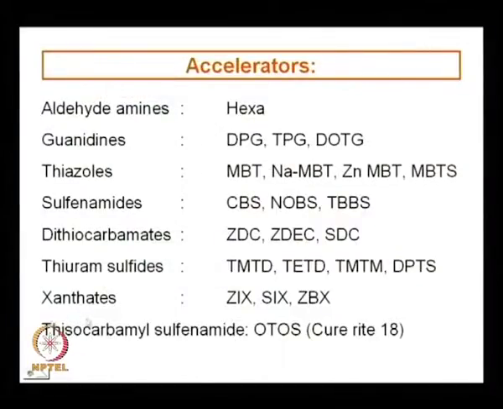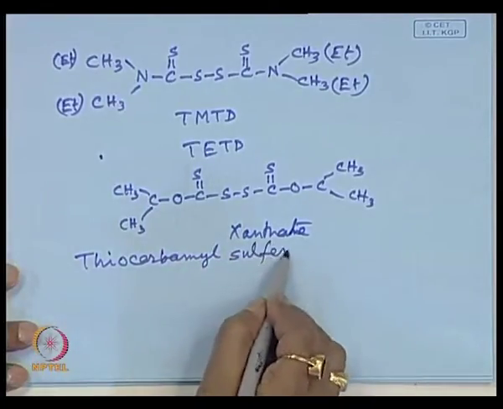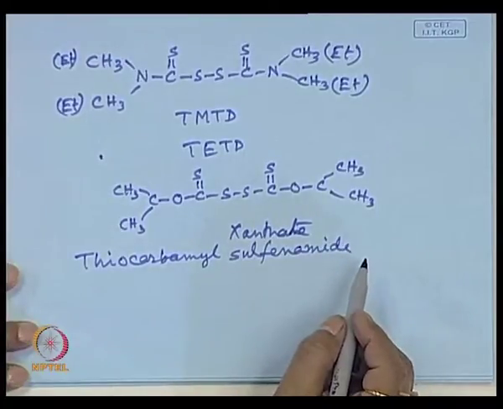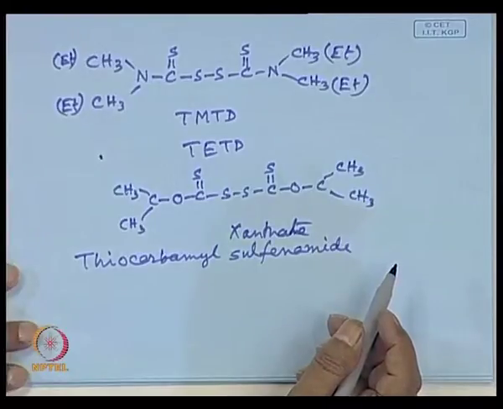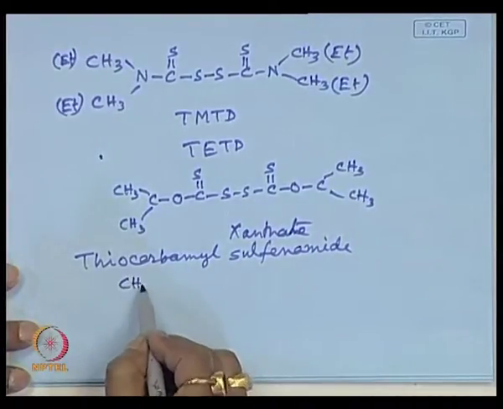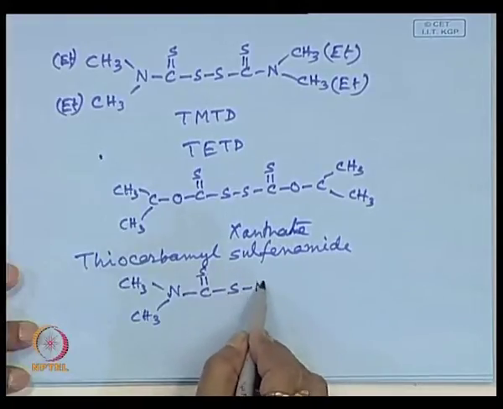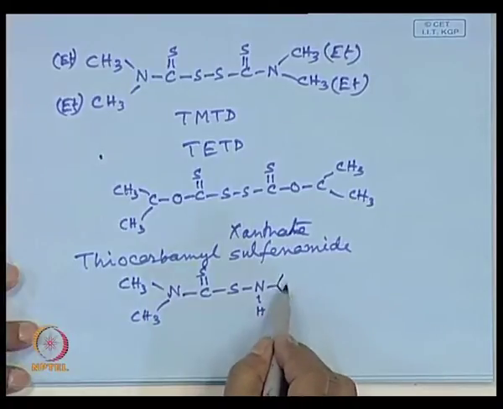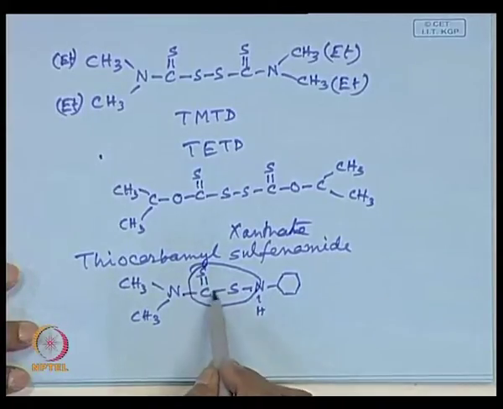Actually, this is wrong, it should be thio, not thiso. The S should be dropped over here. Thiocarbamyl sulfonamide. If you have a doubt, you can discuss with me after this class. What is this thiocarbamyl sulfonamide? Please look. This is actually the thiocarbamyl bond, a salt of thiocarbamic acid.